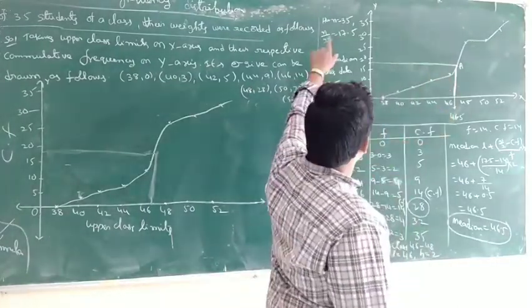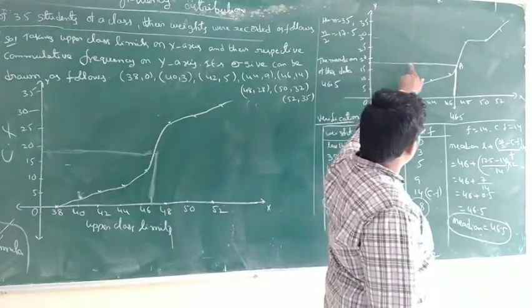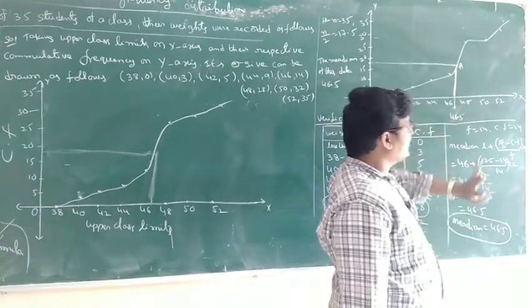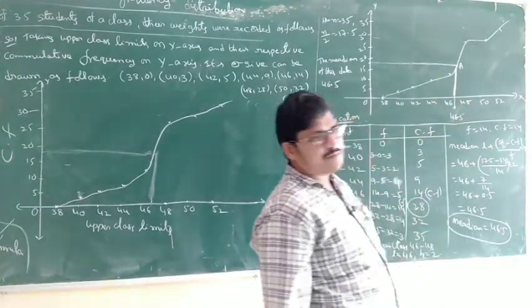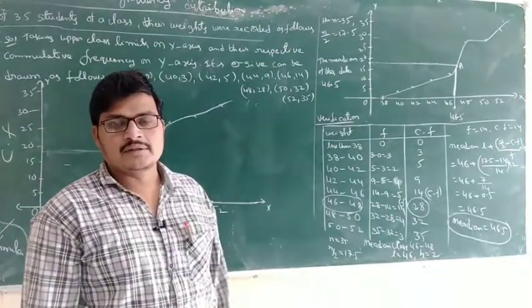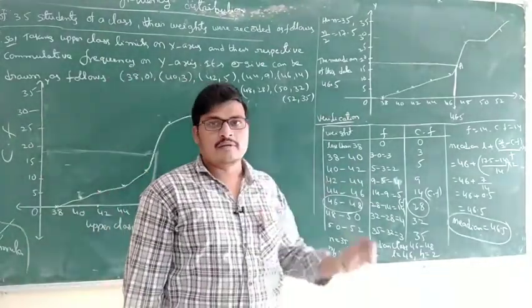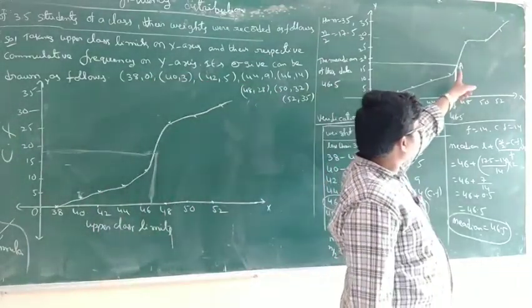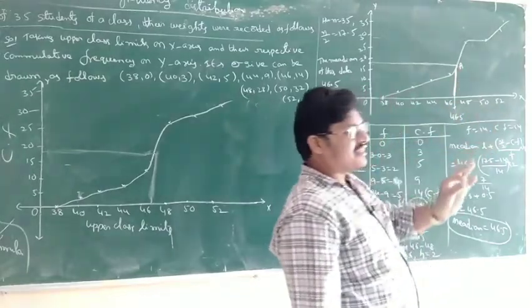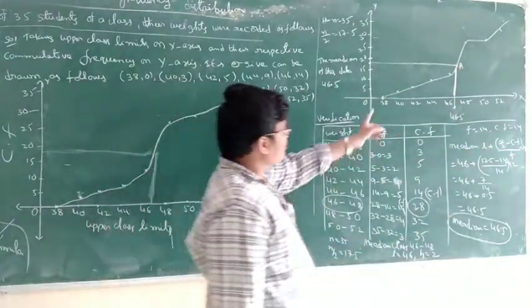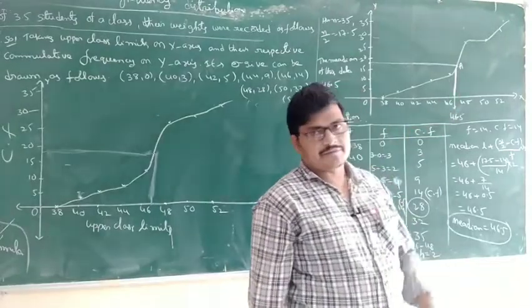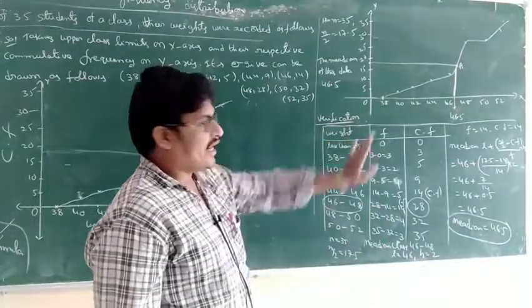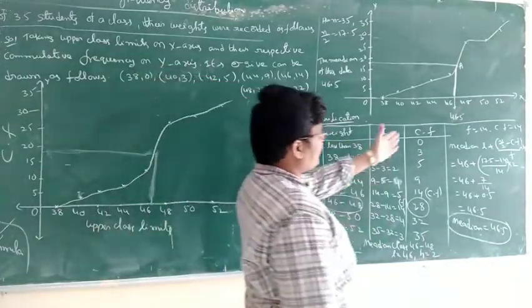How to find out the median? This n by 2 is 17.5. From 17.5, draw a parallel line to this point. This point is 46.5. How to identify 46.5? In your graph paper, the graph drawn must be clear to identify the point 46.5. Each box is equal to 2, half box is equal to 1. So clearly identify it.